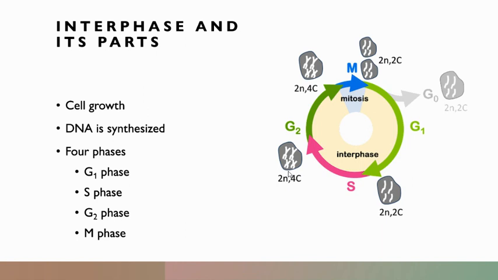G2 phase is another gap phase. During this time, the cell is continuing to grow, and proteins are synthesized in preparation for mitosis. We talked about that there's proteins that are necessary for mitosis. Well, during this time, these proteins are being synthesized so that mitosis can happen. Once the cell is ready, it will enter the M phase. This is when mitosis actually happens. This is when the cells actually go through the steps and end with cytokinesis.